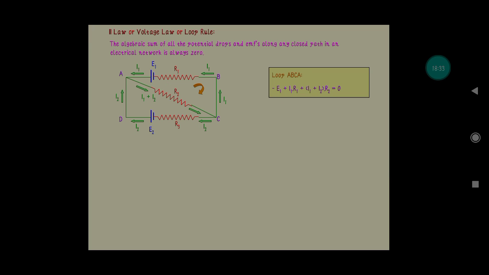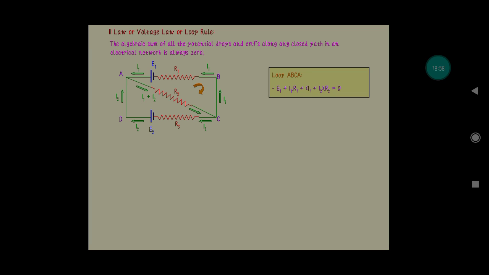Is that clear? If you are moving along the direction of the current, there is a potential drop. If you are moving against the current direction, there is a potential rise. That is why you have a positive sign here, right? Because the current is going in this direction and you are moving in the opposite direction. Similarly, what about this one? This is also plus I1 I2 times R2, which turns out to be 0.